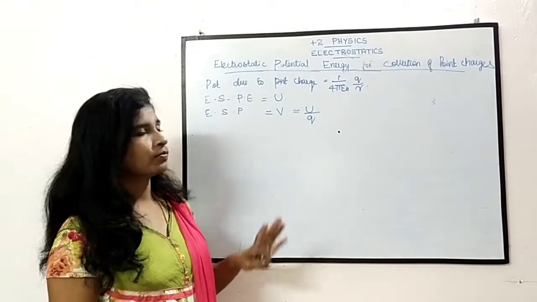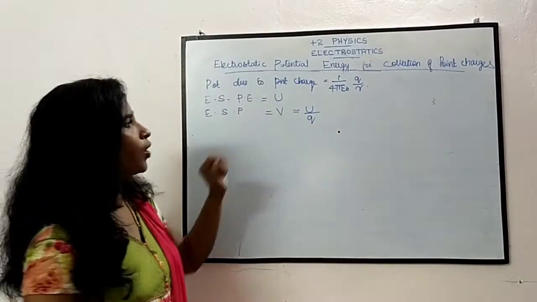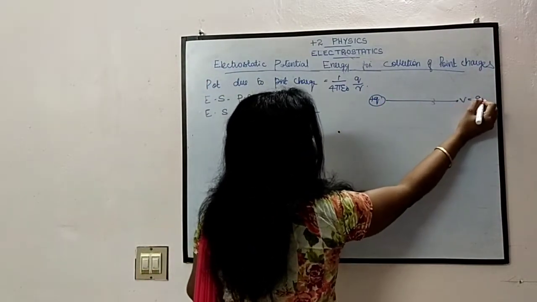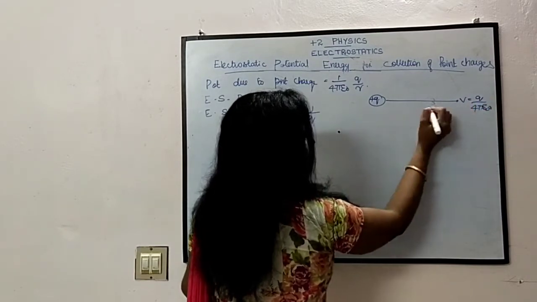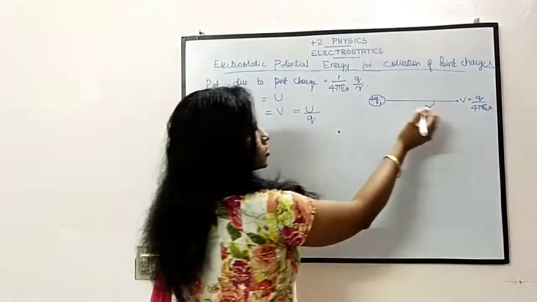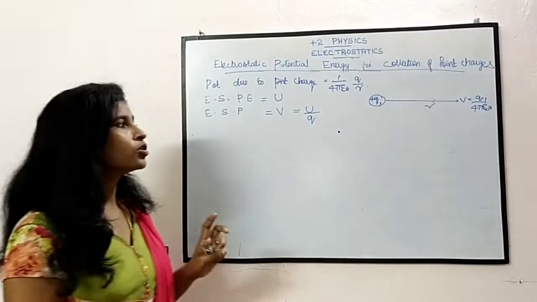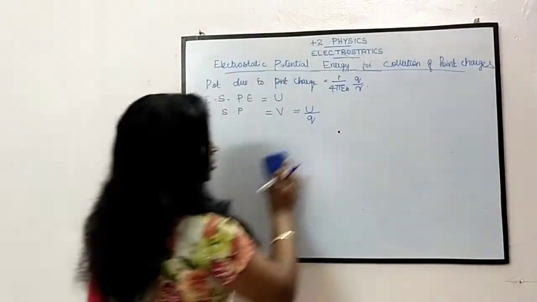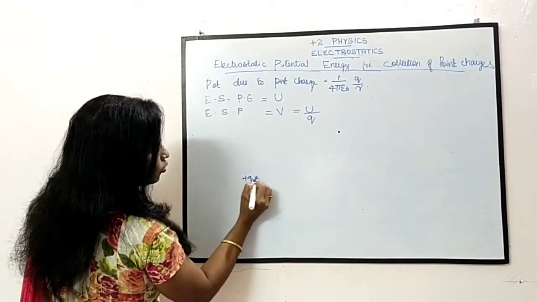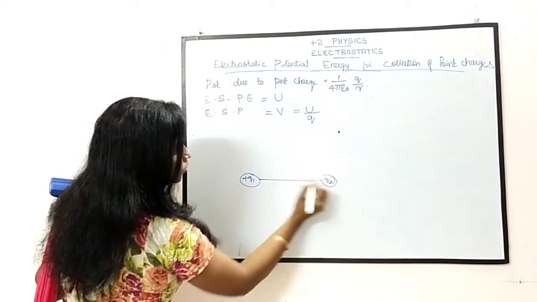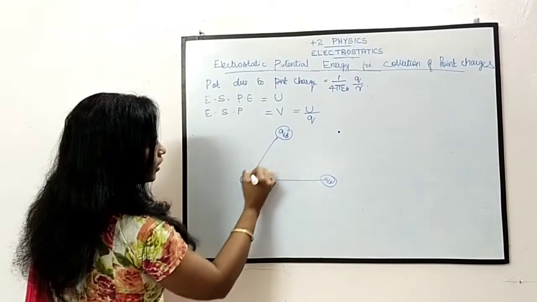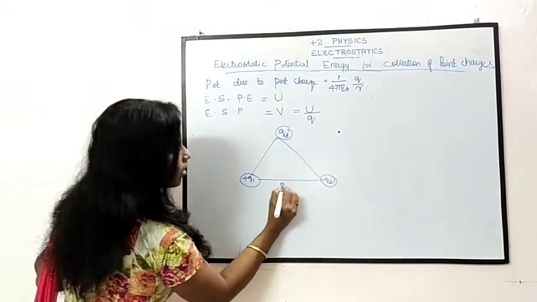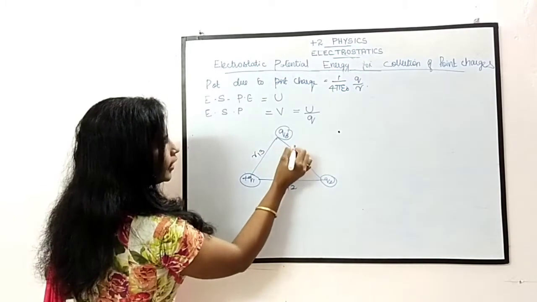Okay, so now let us consider. We know that for a point charge, if one charge is here, the potential at this place is q by 4 pi epsilon naught r. If we take this as q1, we will get this one. Now let us consider a situation in which three point charges are there. Let this be q1, here it is q2, and here it is q3. Three point charges are there. Let the distances be r12, r13 and r23.